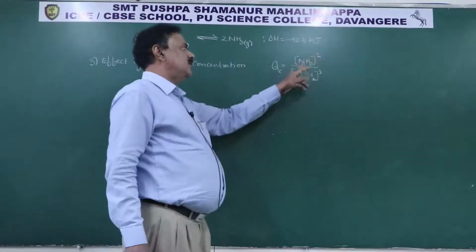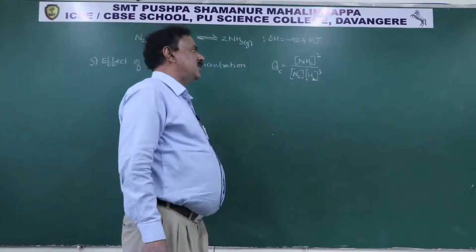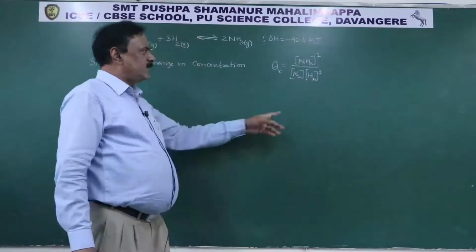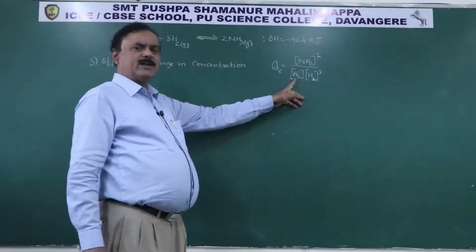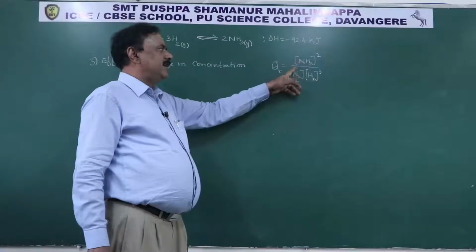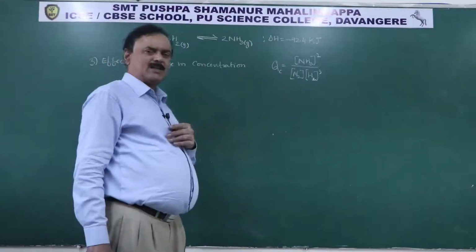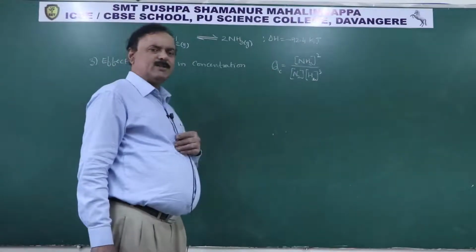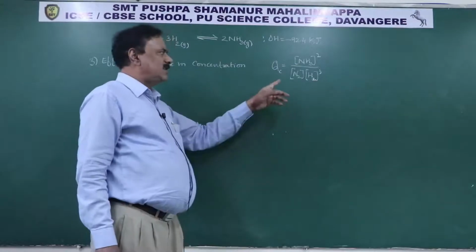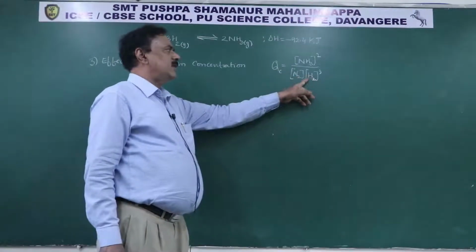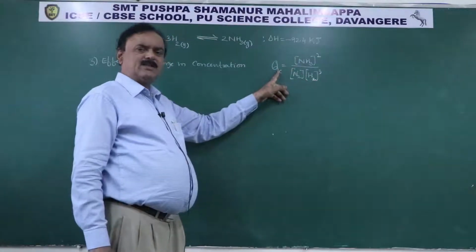the concentration of ammonia squared divided by the concentration of nitrogen into the concentration of hydrogen to the power of 3. Now, if nitrogen is added, what happens? The denominator is increased, then the total value decreases. Since QC must remain constant, we have to increase the concentration of ammonia. This implies that more nitrogen and hydrogen react to give ammonia, making the QC value constant.